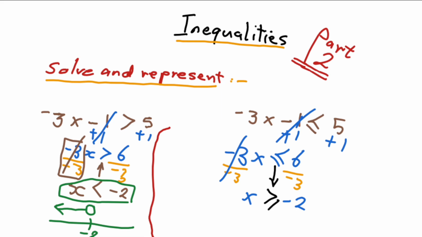Now let's represent it here. So this is negative 2. And now x is more than negative 2. So it's this way. And it's very important to make the circle and include the negative 2 itself. So shade it like that. Now this is very good.